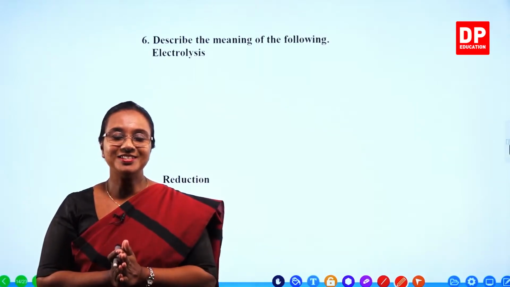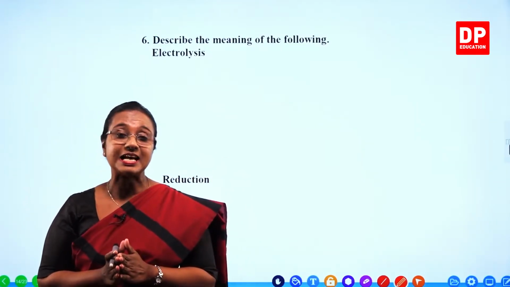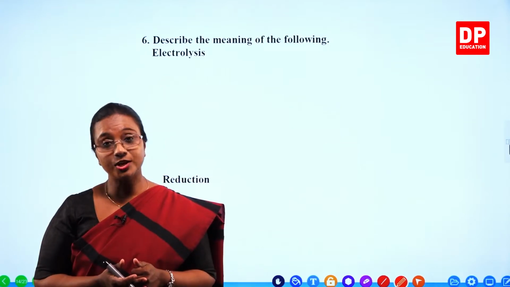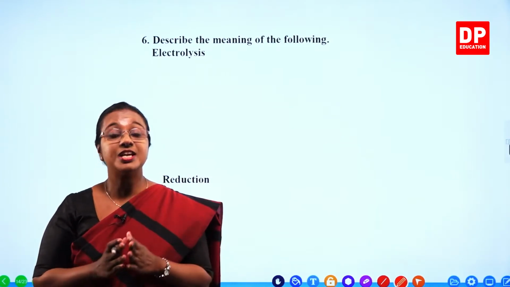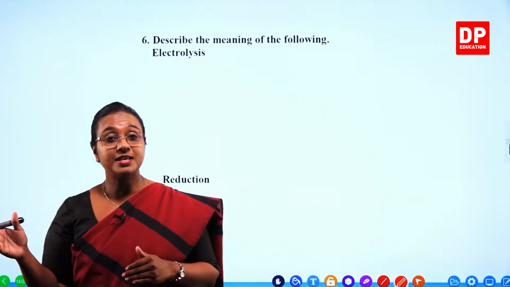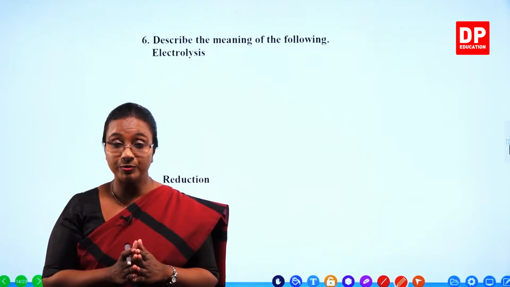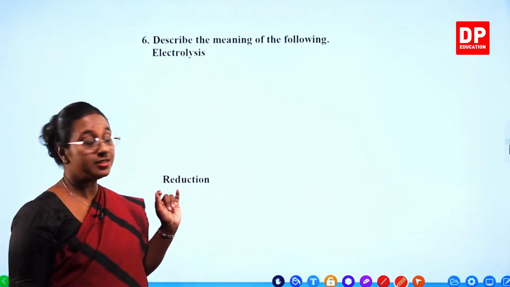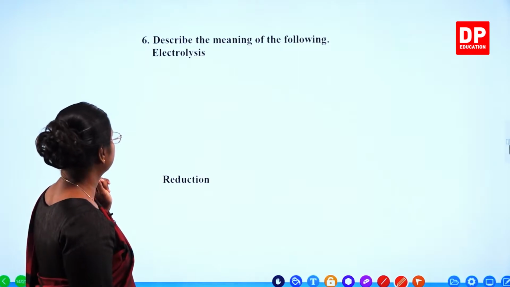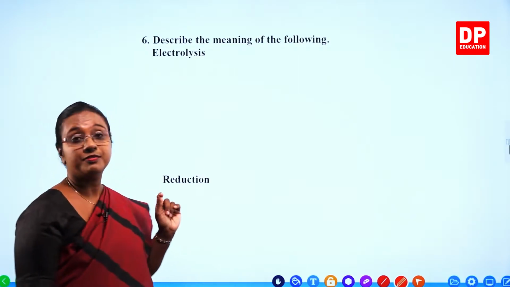Hello my dear students. So I have been discussing the questions given in your textbook, that is the grade 10 science textbook unit 16, changes in matter. In the previous chapter I discussed the first few questions of the exercise. Now I am going to continue with the questions. This is the sixth question. Describe the meaning of the following.